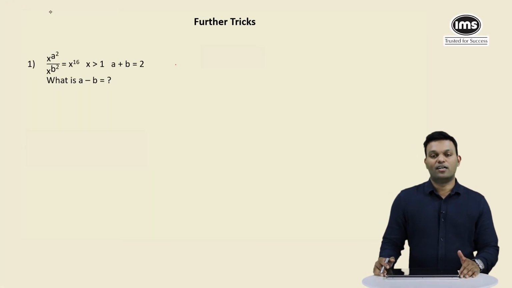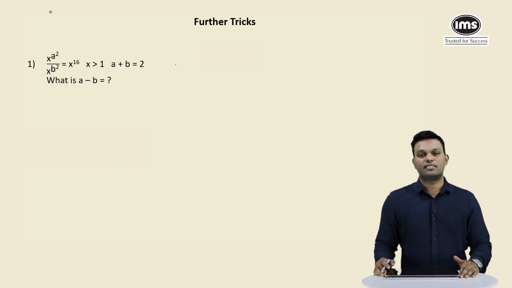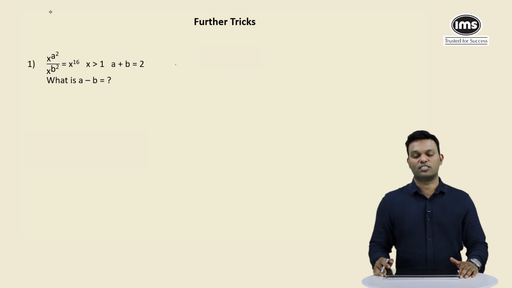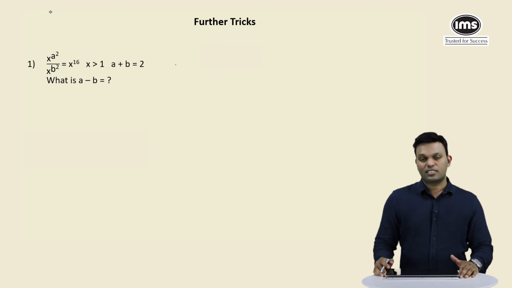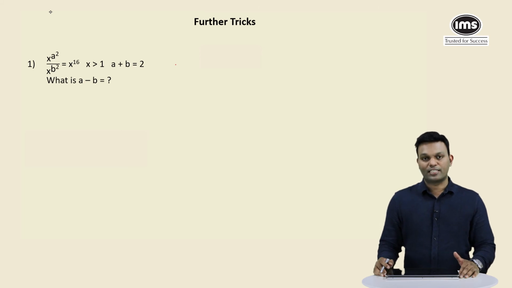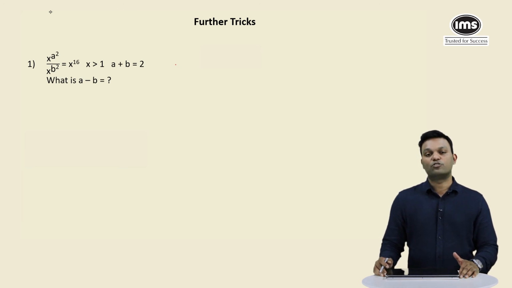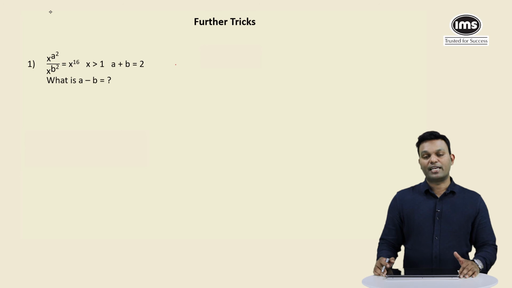So let's look at further tricks, as this is particularly related to some sums from indices as a chapter. The first sum says that x raised to a squared upon x raised to b squared is equal to x raised to 16, where x is greater than 1 and a plus b is given to be 2. They are asking you to find a minus b.